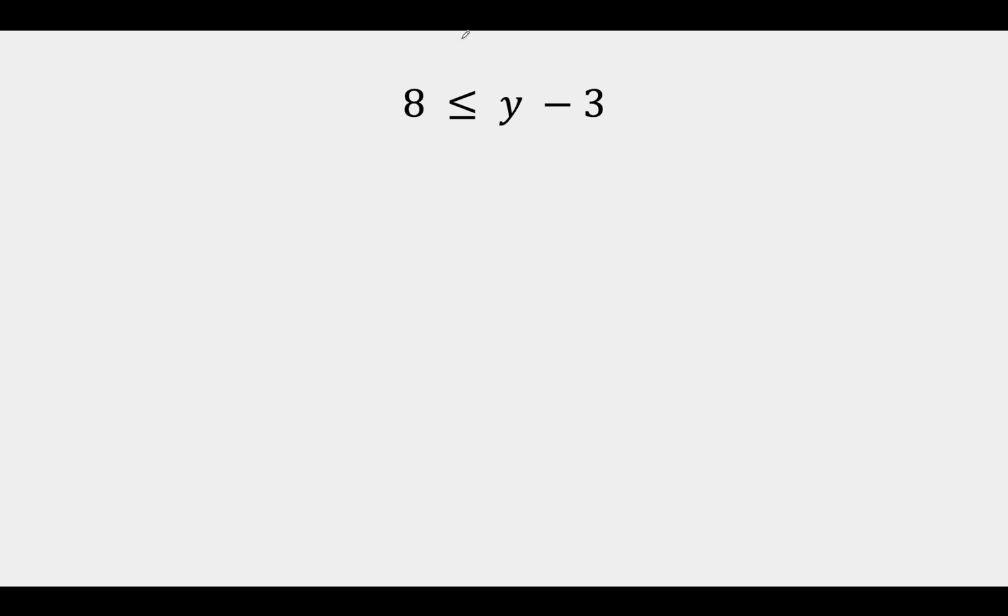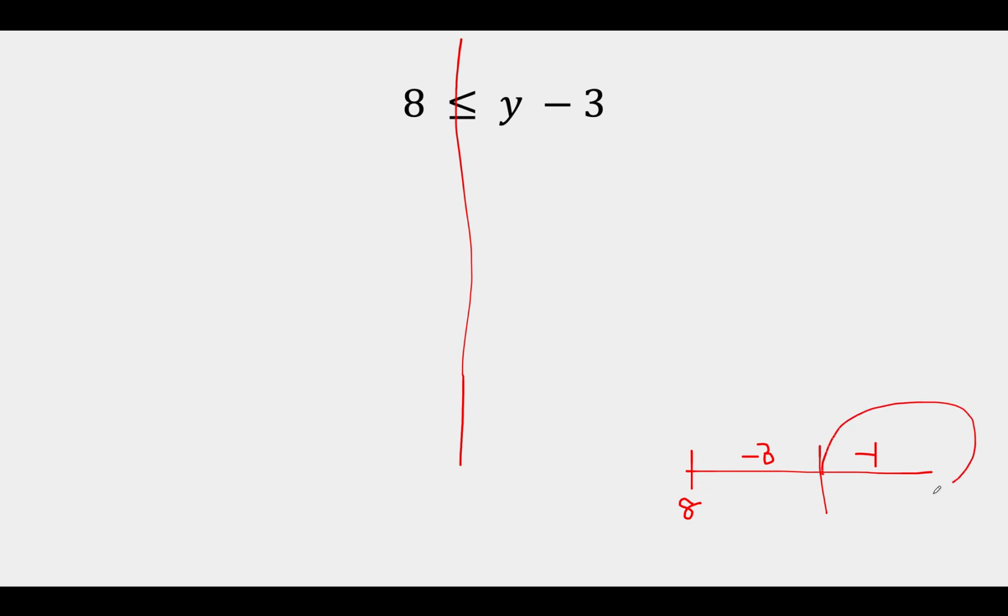So let's go ahead and move on to our next practice problem. And remember, whatever we do to one side of the equation, we must do to the other. What this is asking us on our number line is if this is our 8 right here, 8 has to be less than or equal to y minus 3. So if these are our y numbers, this is our minus 3. So y minus 3 has to be greater than or equal to 8. So what numbers over here are going to give us a true inequality when we do this?